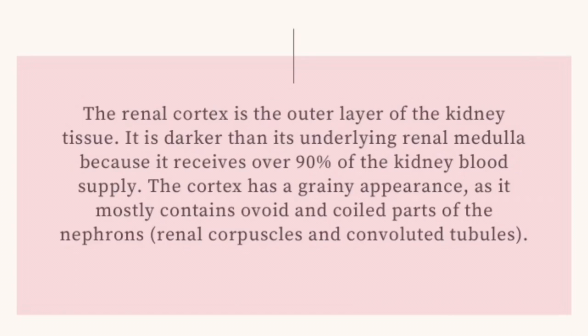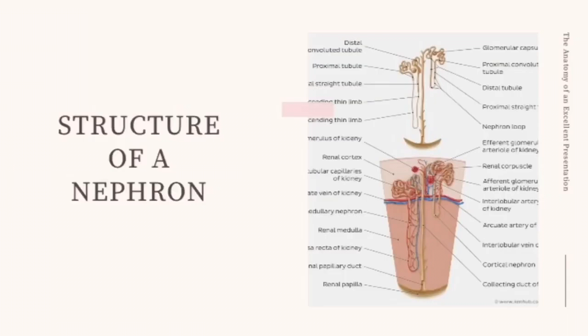So each renal pyramid with its surrounding cortical tissue forms a renal lobe, and the renal lobes are further divided into renal lobules. Each lobule consists of a group of nephrons emptying into one collecting duct, and these structures can be observed in the coronal section of the kidney. So let's proceed to the structure of the nephron.